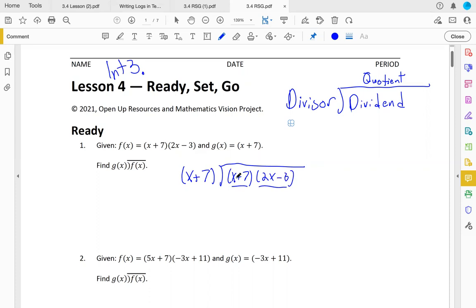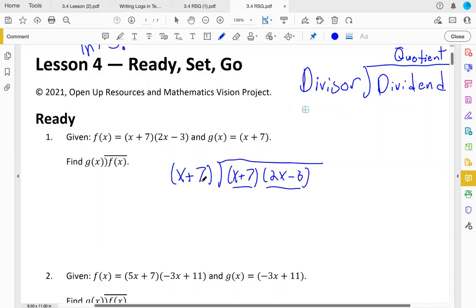Take a moment, really think on this. What times x plus 7 gets you all of this? Hopefully you're saying 2x minus 3. We can even check this in a long division type format. X plus 7 multiplying with this. I'm not going to FOIL it out because it would get a little gross. But if I have these two subtract from each other, don't they all cancel? Doesn't it leave me a remainder of 0?